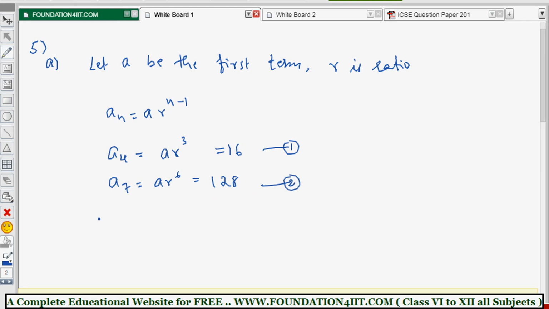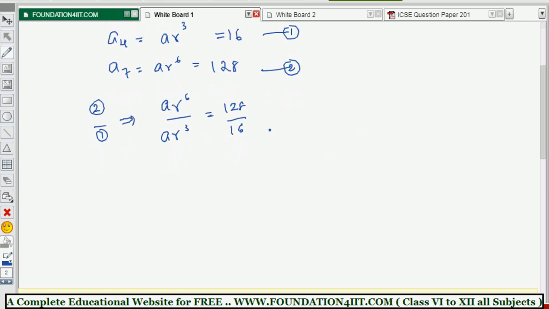Do division, second equation divided by first. If you do, a into r power 6 by a into r power 3 is 128 by 16. Because if we cancel a, we can find out the value of r. So a gets cancelled. r power 6 by r power 3 is r to the power 3. That is 128 by 16. If you cancel this, 16 eights are 128. So 8. 8 we can write as 2 to the power 3. Then r is equal to 2. So common ratio is 2.